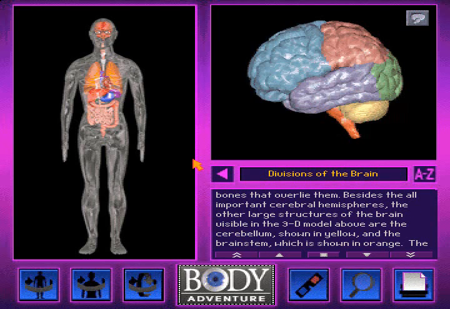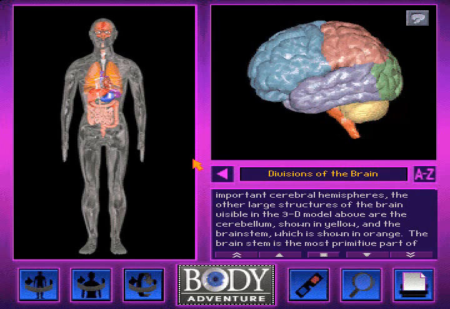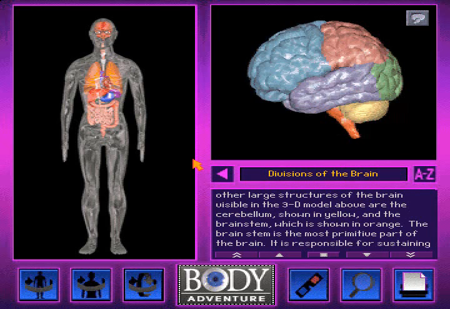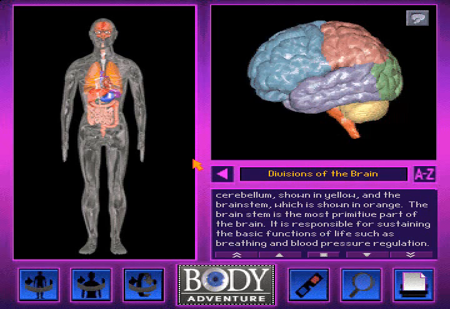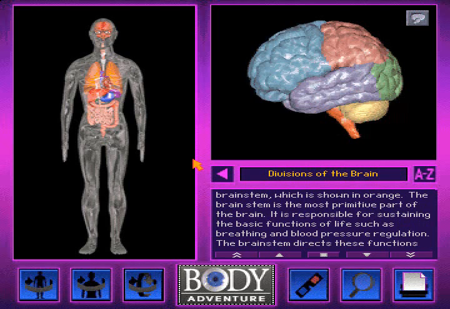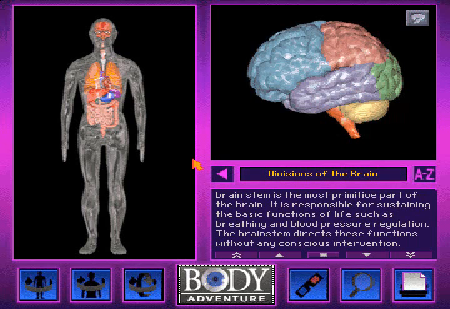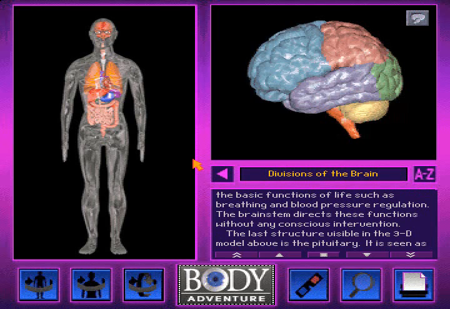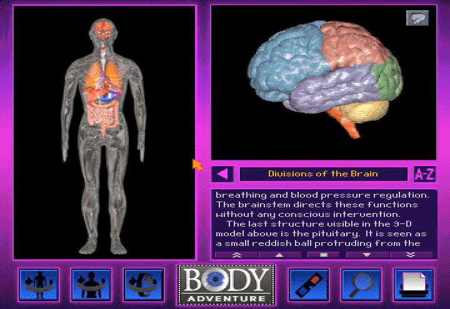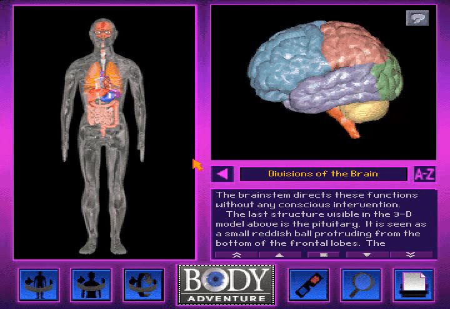Besides the all-important cerebral hemispheres, the other large structures of the brain visible in the 3D model above are the cerebellum, shown in yellow, and the brainstem, which is shown in orange. The brainstem is the most primitive part of the brain. It is responsible for sustaining the basic functions of life, such as breathing and blood pressure regulation. The brainstem directs these functions without any conscious intervention.